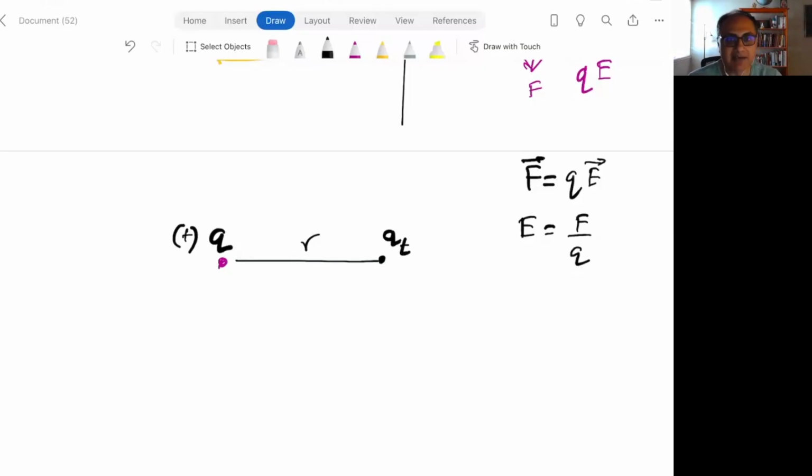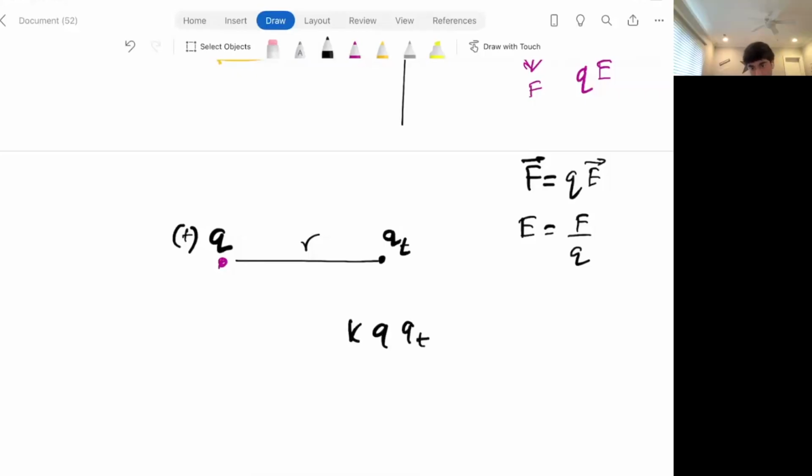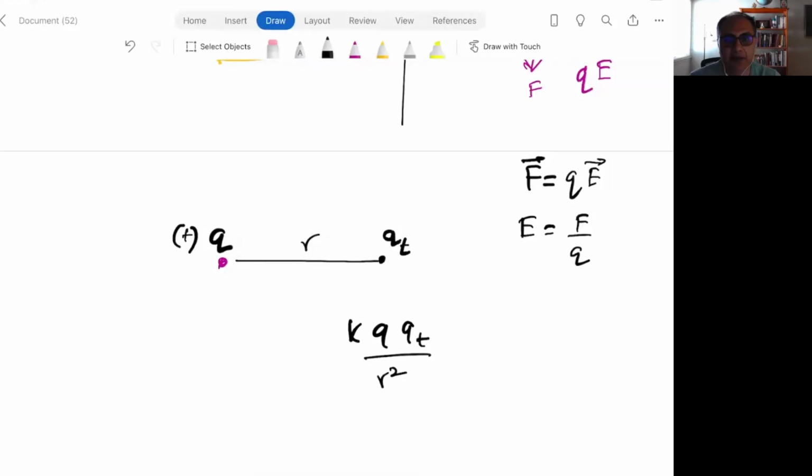Let's forget about electric fields for a moment, go back to Coulomb's law, and let's figure out what is the force felt by QT. K times Q times QT over R squared. Exactly. That is the force felt by QT, right? So that's the F. I'm just going to draw it as a blue arrow. And if they're both positive charges, it will be a repulsive force in this direction.